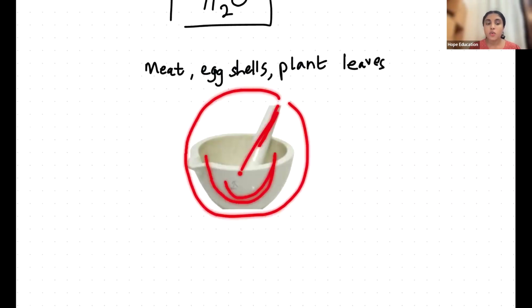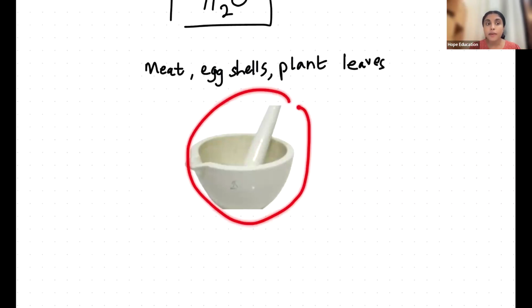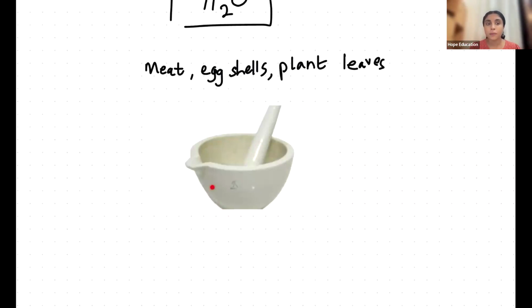Okay? So what I do is I take a particular food, let's say meat, eggshells or plant leaves, and I put it inside and I grind or crush it using the pestle. Just like when you grind with a grinding stone, you crush and mix it. The same thing you do with this, right? And then you get a paste, no?